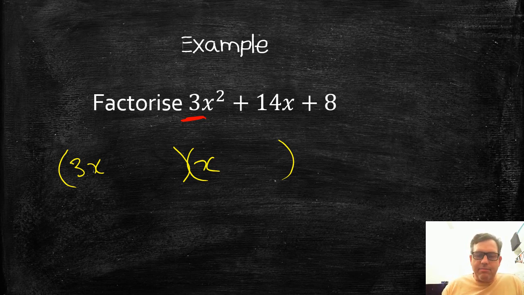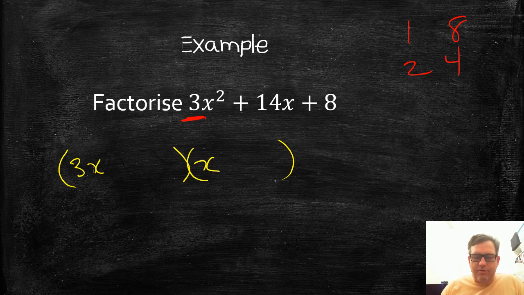So now I need things that multiply to 8. But I have to be careful because it's not just multiplying to 8 and adding to 14 anymore, and we'll see why. So multiplying to 8 is either 1 and 8 or 2 and 4. Those are our choices, and it's a positive 8 and a positive 14, so I know both numbers need to be positive. So let's see what happens. And I add to 14. Well, neither of those things add to 14, and we'll see why this is going to be a problem.